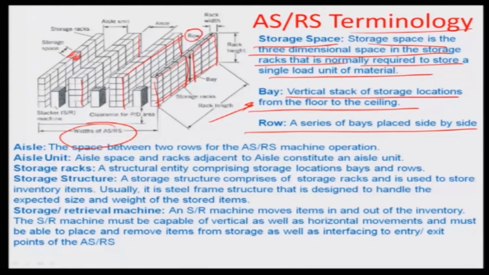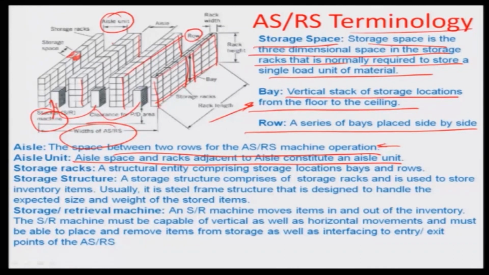We have an aisle unit, which is the space between the two rows for the ASRS machine operation. So typically this is the stacker machine that is in the picture, as you saw earlier, and there is a stacker machine at each of these locations, or sometimes even a single stacker, which can access some of these rows and columns where a particular unit needs to be carried from, which is otherwise stored in that particular space. So you have an aisle unit, which is the aisle space and racks adjacent to the aisle, through which the stacker machine can move.